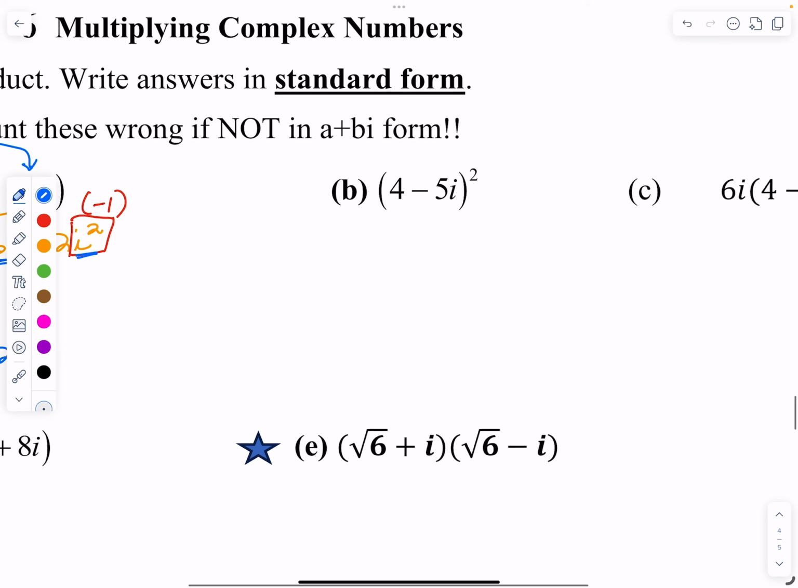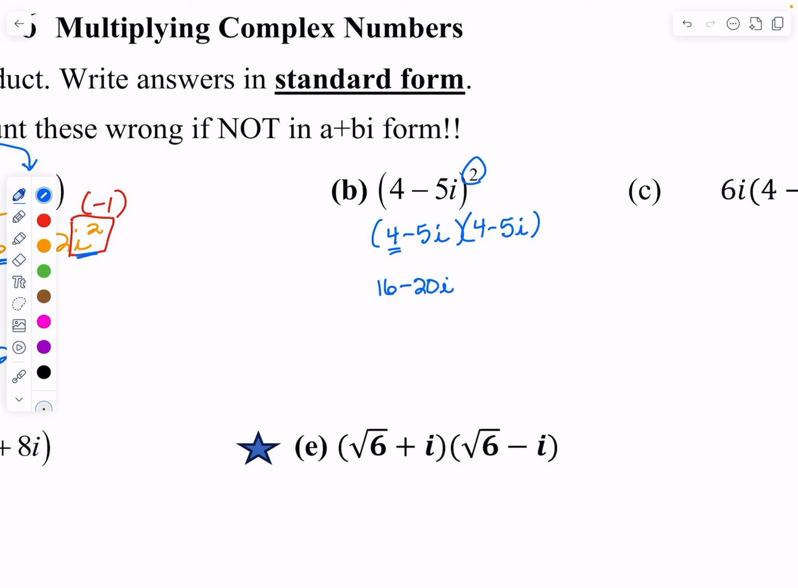All right. Now this one, some of you may have memorized how to do things that are squared, but if you did, that's awesome. But anytime you have a squared, you need to remember you can just rewrite it, okay? And then you're going to FOIL it again. So I'm going to take my 4 and distribute it. So I'll get 16 minus 20i. And then I'm going to take my negative 5 and distribute it. And I get minus 20i plus 25i squared.